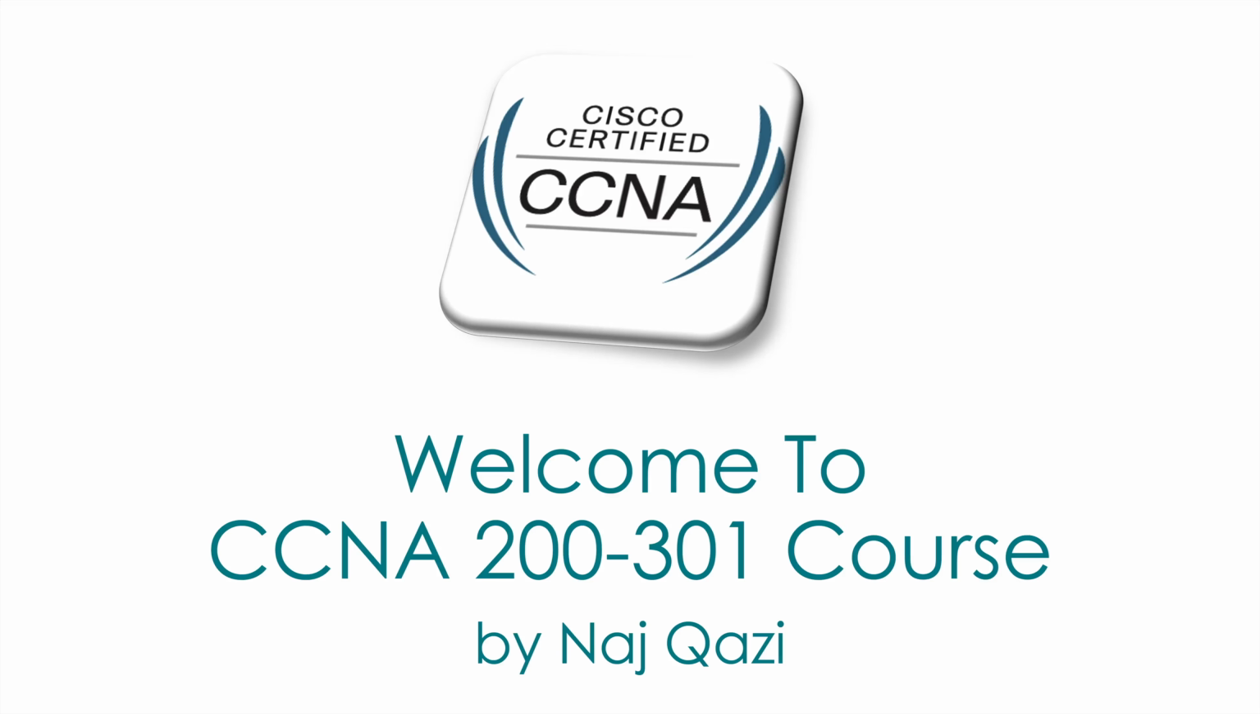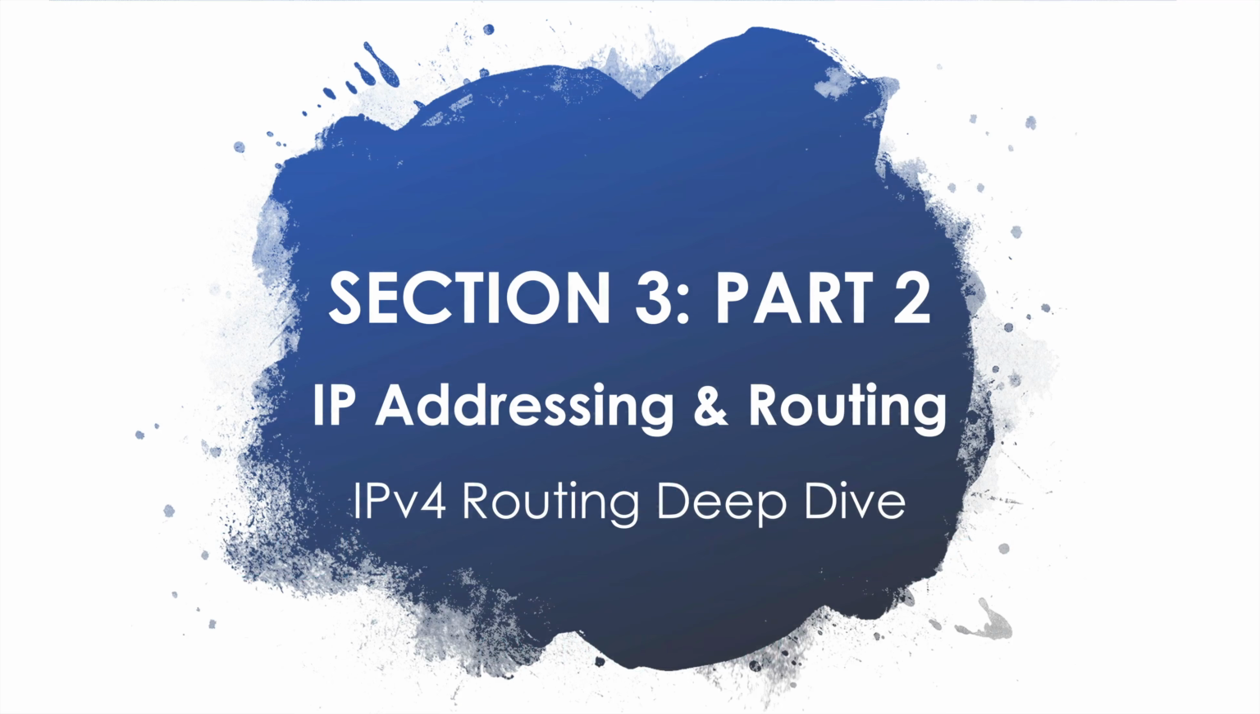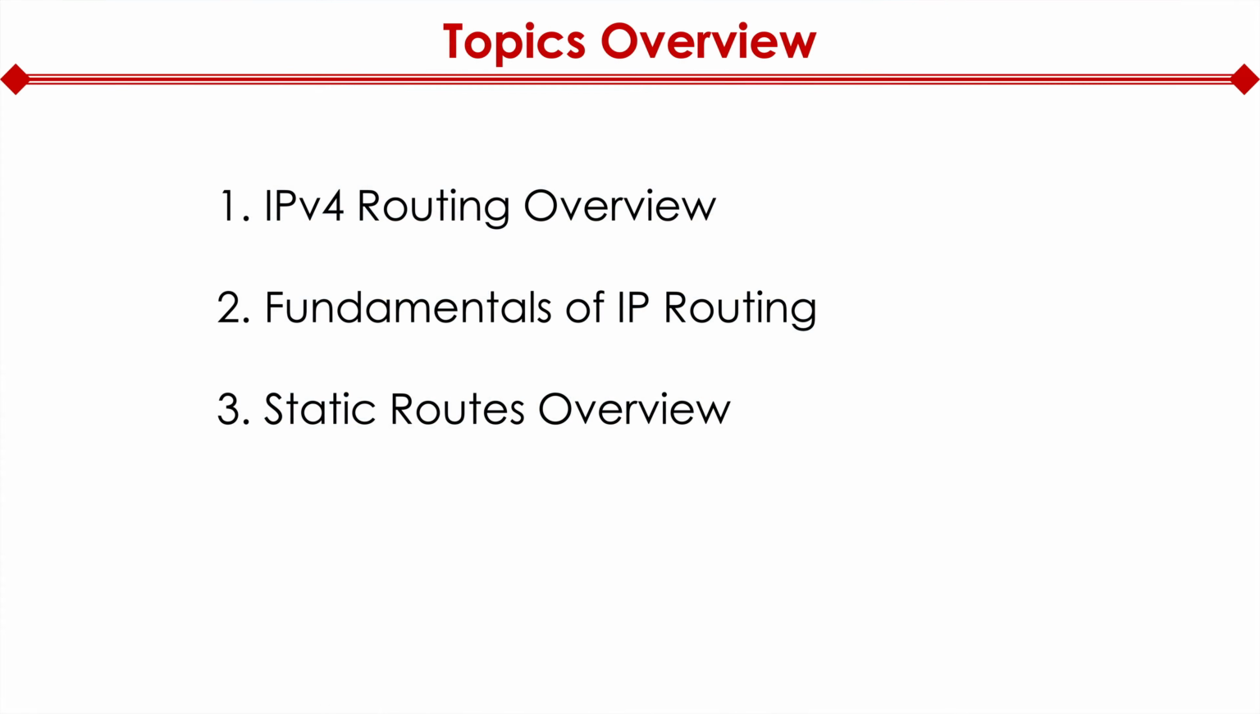Welcome to the CCNA 200-301 course. Today, I'll cover Section 3, Part 2, IP addressing and routing. We'll do a deep dive into IPv4 routing. Here are the topics I plan on covering today. First, IPv4 routing overview. Second, fundamentals of IP routing. And finally, I'll wrap it up by providing a quick overview of different types of static routes.